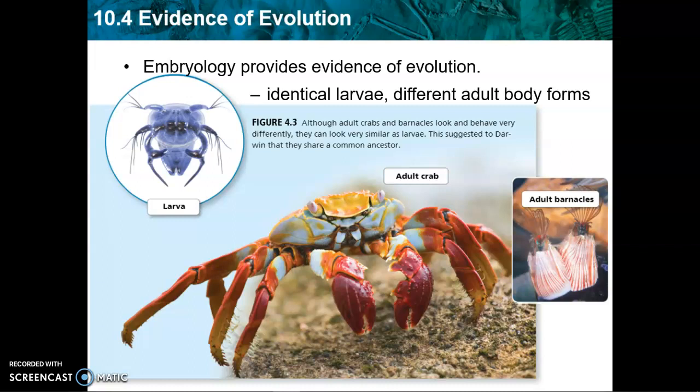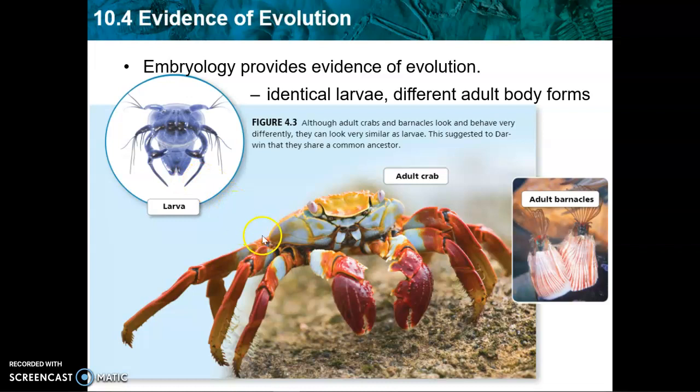Our next evidence for evolution comes from embryology. That is the study of embryos. And what we see here are actual invertebrates, a crab and a barnacle here. Look at the adult form. They look very different from each other, but they come from the same body plan. They both have larvae that look pretty much exactly like this.